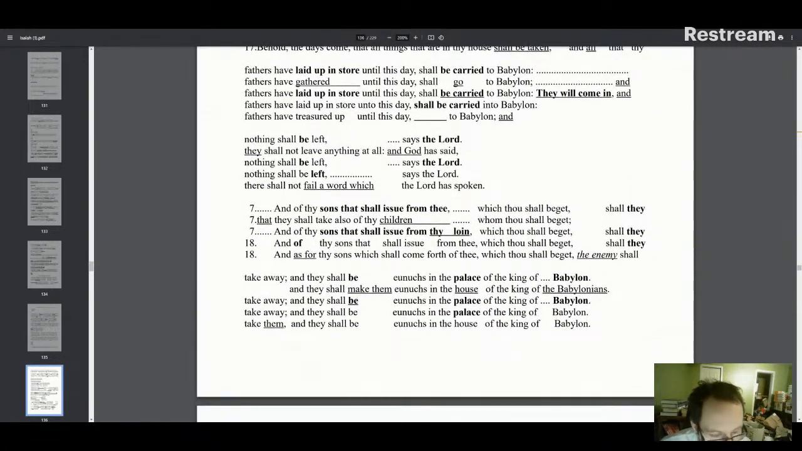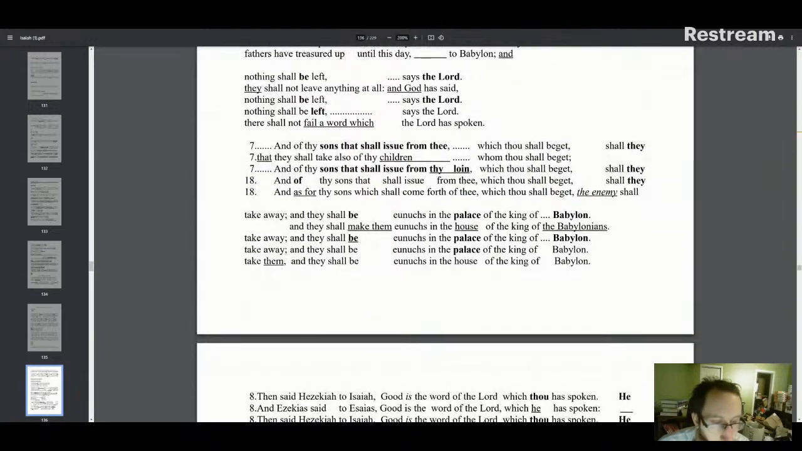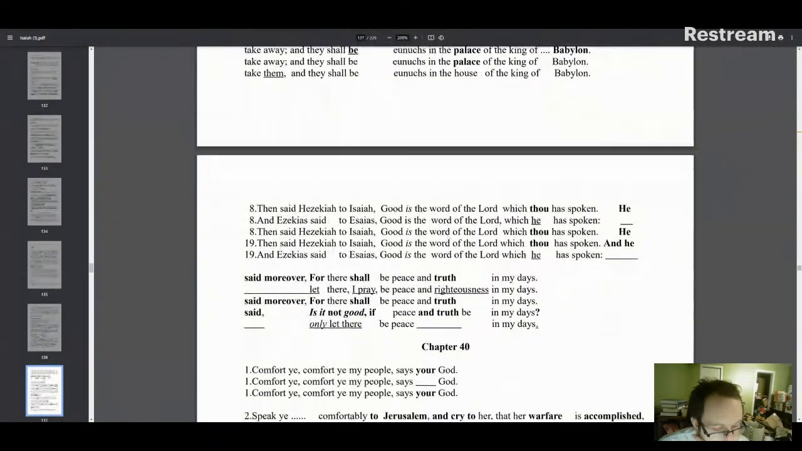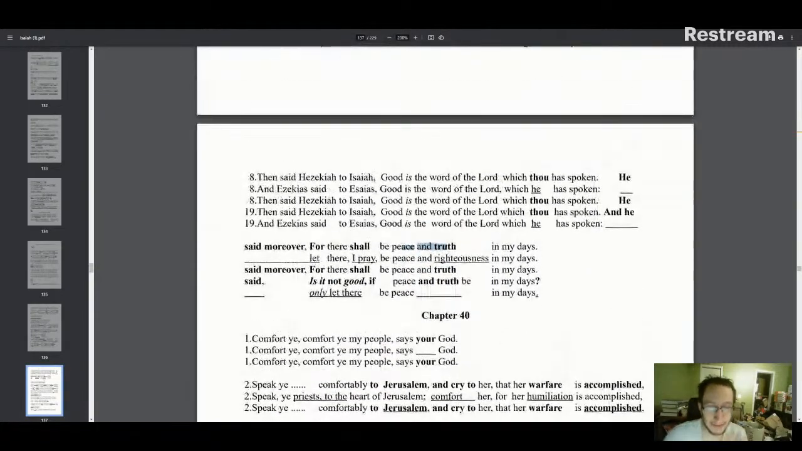So let's see. Which thou hast spoken versus he. Septuagint says he both times. Thou is more personal language, so we would go with the thou reading. Peace and truth, or peace and righteousness. Septuagint of Second Kings is the only one that just says peace, so we would go with the peace and truth reading.